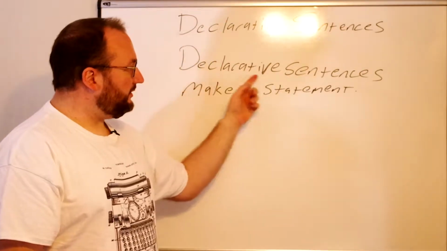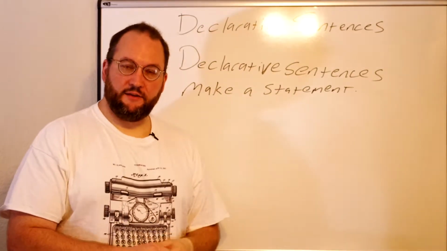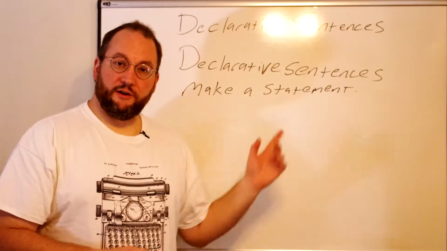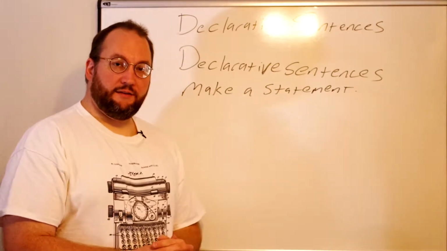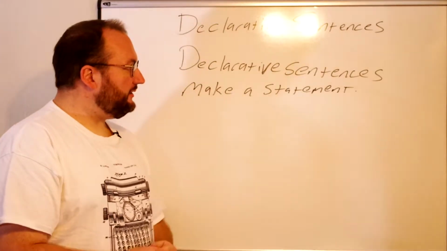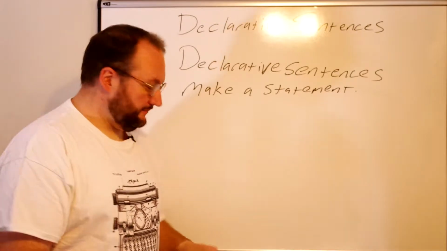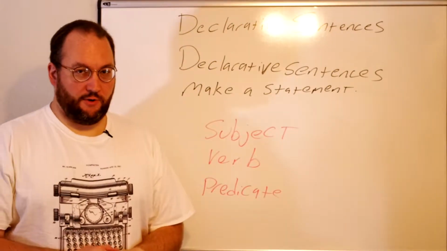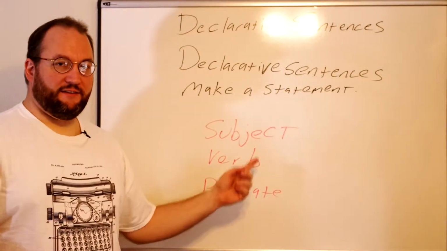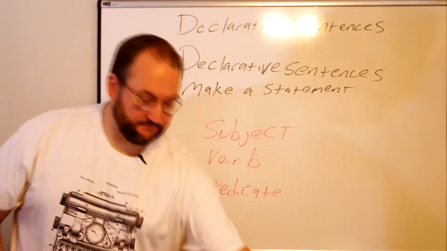So we just said that "Declarative sentences make a statement" is in and of itself a declarative sentence. The first thing we need to do is look at this and figure out what makes it a sentence. So I'm going to give you a couple seconds here. Take a look at this and see if you can identify the three parts of a sentence. And through the magic of video editing, the three parts of a sentence are now written right here as a guide to help you.